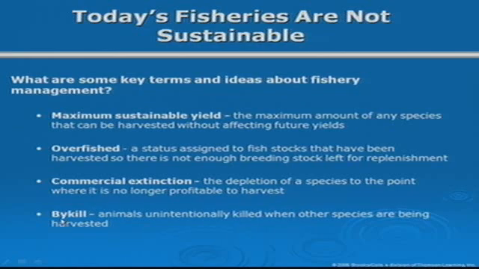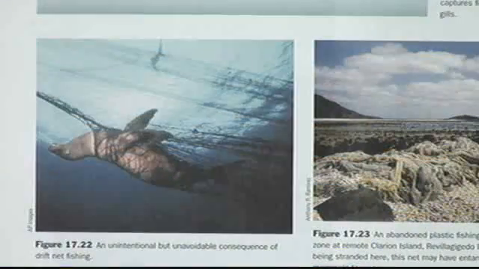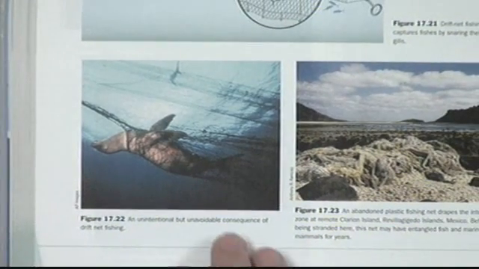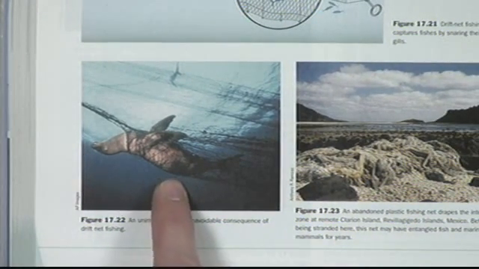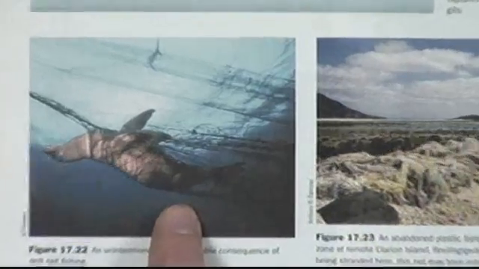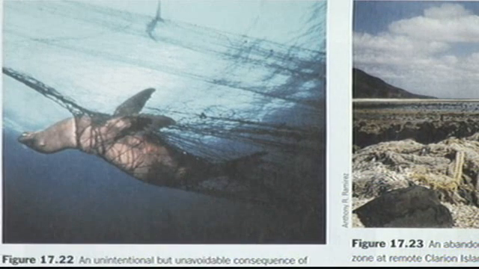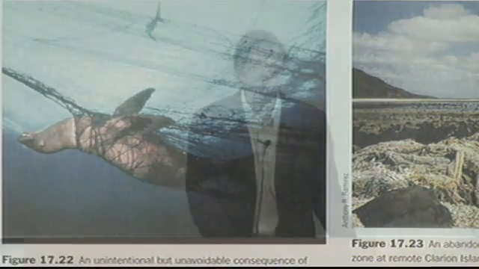And then another term here is by-kills. These are animals unintentionally killed when other species are being harvested. Here are some examples from your textbook. This is an example of what looks like a sea lion caught in a net here. This was not intended to be fished, and yet there it was. You often hear of dolphins being trapped in tuna nets, and then dolphins becoming by-kill in that respect.